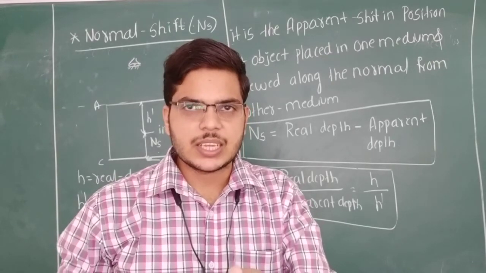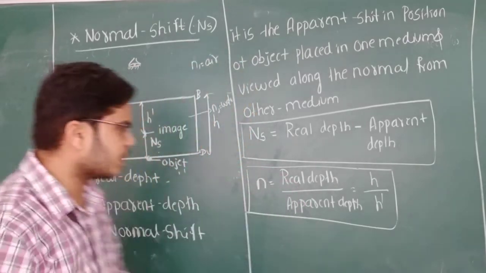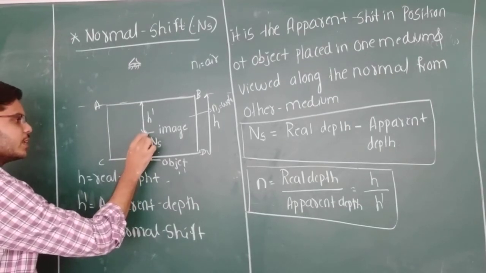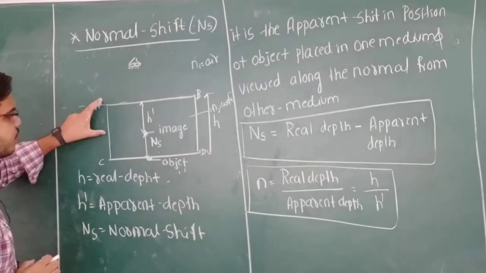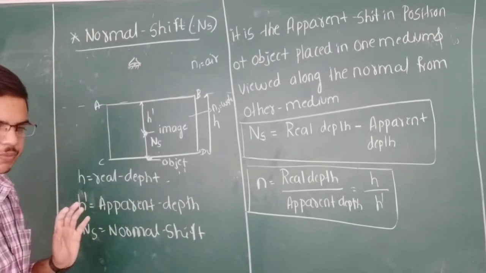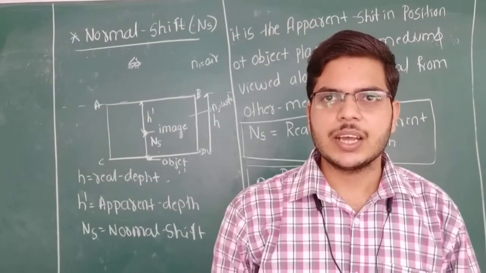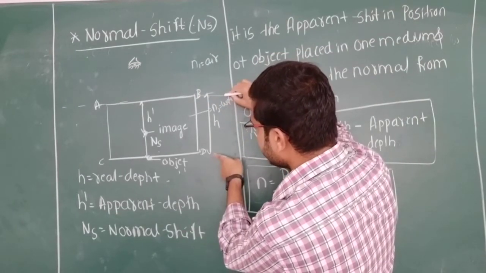This means the image is forming above the object. Actually, this is the object, and the image appears to be here. Therefore, this distance, from the surface to the image, is called apparent depth. Is it clear? Real depth and apparent depth. Real depth means the distance between the surface and the object kept.